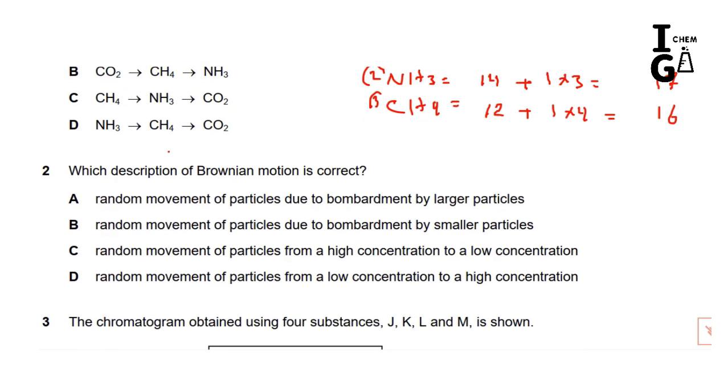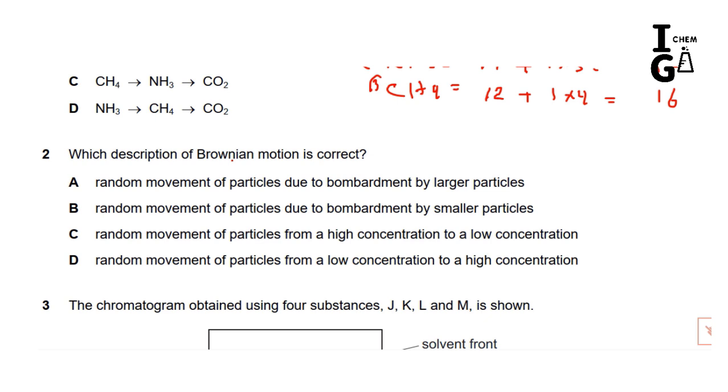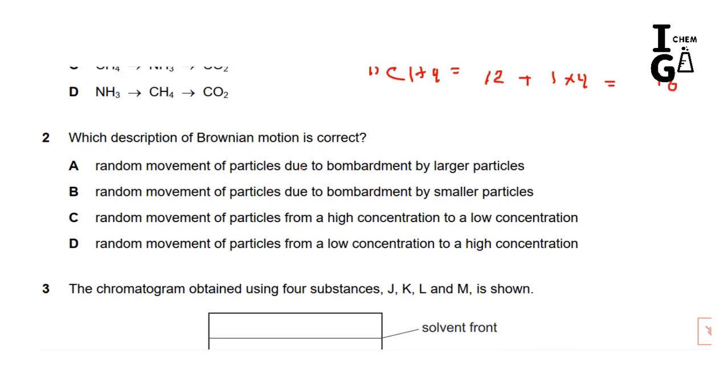Okay. Number 2, which description of Brownian motion is correct? Guys, actually Brownian motion has already been removed from our new syllabus. However, we can solve it quickly. A, random movement of particles due to bombardment by large particles. Of course large particles is not correct. Letter B, random movement of particles due to bombardment by smaller particles. Actually this is the correct answer. So the correct answer is B.